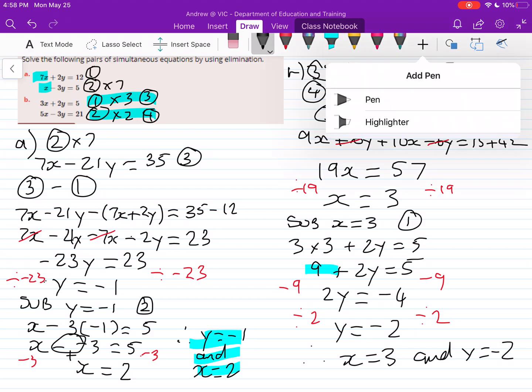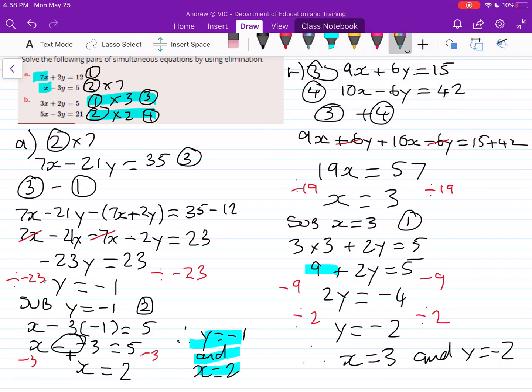So just remember that when you are eliminating, you need to get any of the coefficients the same number so you can eliminate. This might be, just like in our first example, by multiplying one equation, or you might need to multiply both equations by different numbers to do this. So these are the two ways that you can do this. Good luck with solving simultaneous equations by elimination.